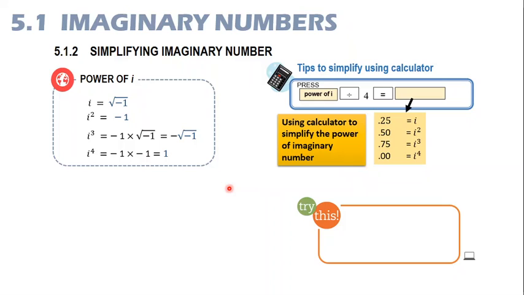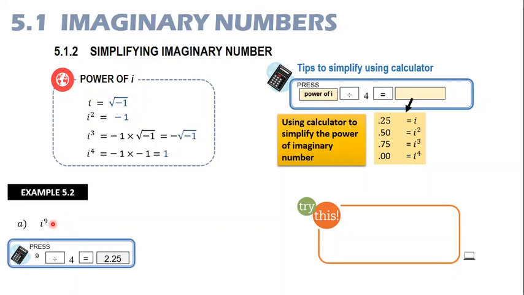Okay, let's look at example to help you understand. Example 5.2. We have I to the power of 9. We want to simplify the imaginary numbers. It takes the power of I is 9. 9 divided by 4, you get 2.25. See, look at the back. Perpuluhan dia ialah 0.25. 0.25 equal to I. So I kuasa 9 ini sama dengan I. That is called simplifying imaginary number. Boleh faham? Kita tengok contoh yang seterusnya.